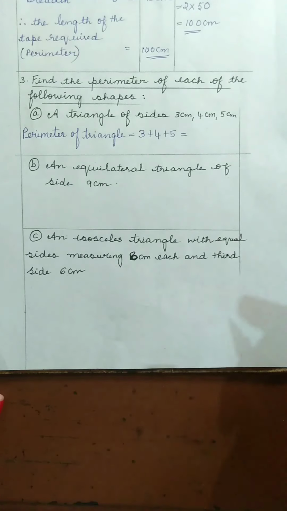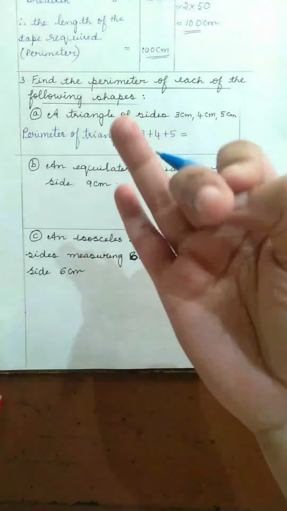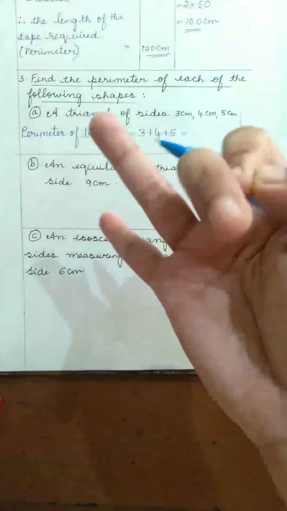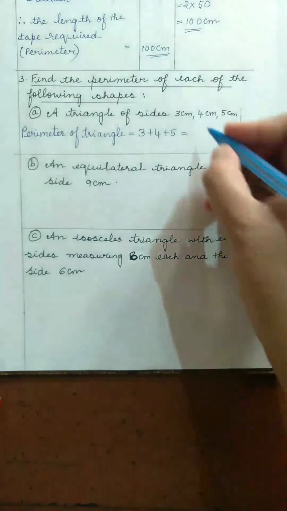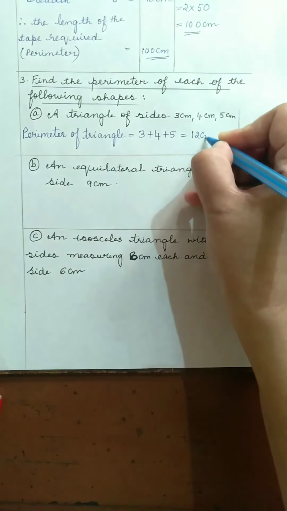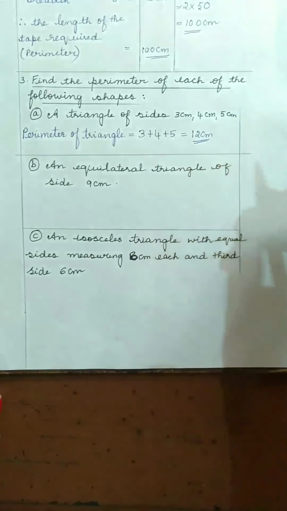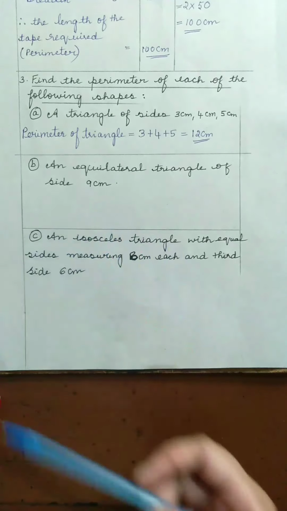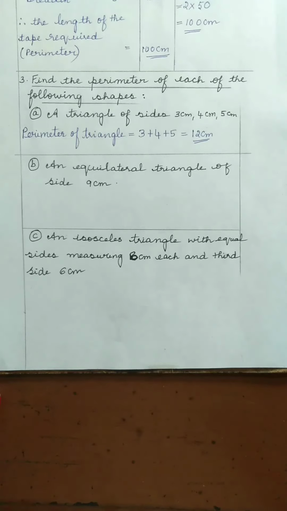3 plus 4: 3, 4, 5, 6, 7. 7 plus 5: 8, 9, 10, 11, 12. Therefore, the perimeter of a triangle with three different side measurements is equal to 12 cm. Next, we shall move on to the B question, children. An equilateral triangle of side 9 cm.